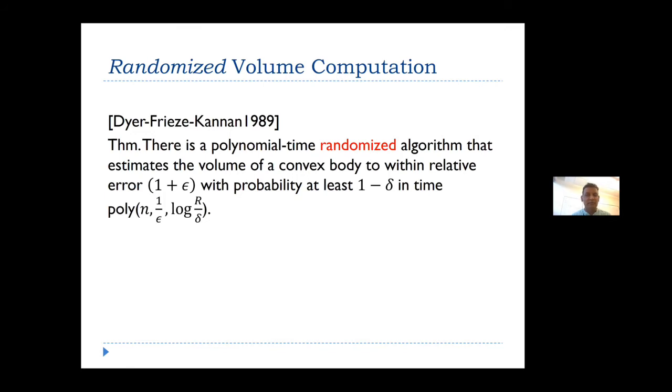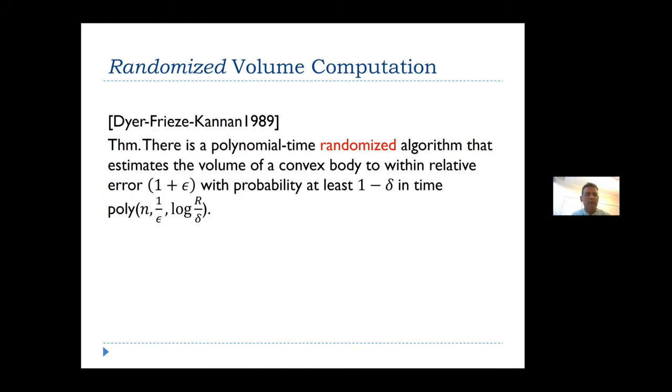Now, against this backdrop came the striking result of Dyer, Frieze, and Kannan that says that there is a polynomial time randomized algorithm that estimates the volume of any convex body to within relative error 1 plus epsilon. You choose the epsilon, with probability at least 1 minus delta. You can choose the delta, and the time is polynomial in n, 1 over epsilon, and log of capital R over delta. Remember, capital R is the sandwiching size. So it really is a polynomial in the input and in 1 over epsilon, the dependence on epsilon turns out to be necessary as well.